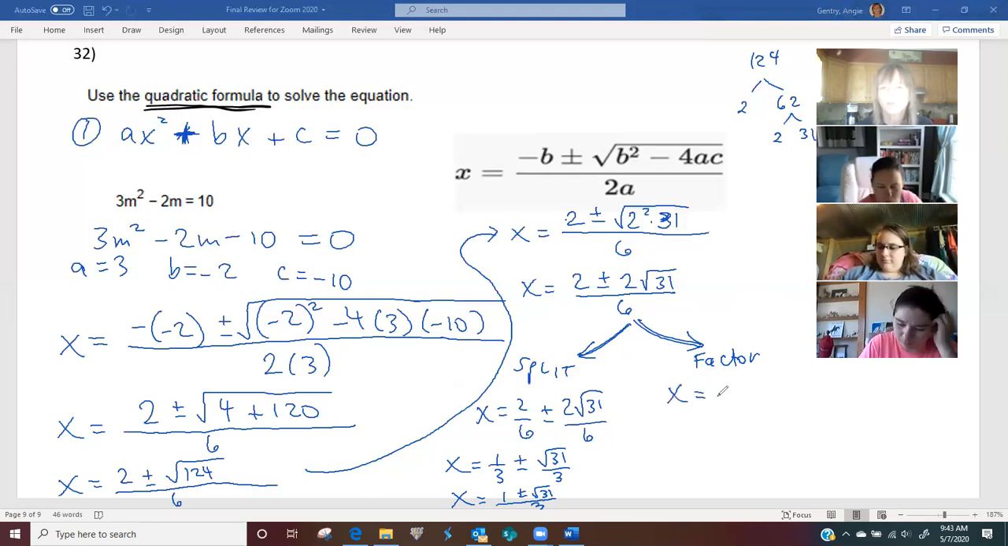If you like factoring, you would say, hey, the top, they have something in common. They both have a 2. 2 times 1 is 2, and 2 times square root of 31 is 2 square root of 31. See? All over 6. Now it's all multiplication. Factor, factor, cancel, cancel. You see how you're still going to get the same exact answer as if you split them.